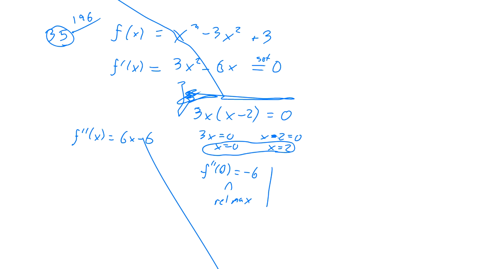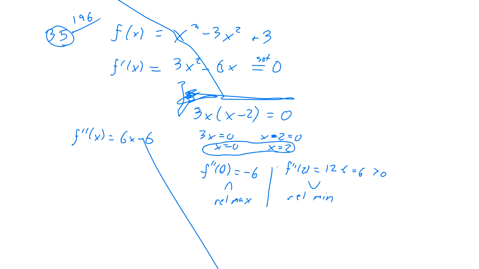Plugging in x equals 2, f double prime of 2 is equal to 6 times 2 minus 6. That's 12 minus 6, which is 6. That's positive, so the graph is concave up at that point. So I'm at a relative minimum. So you plug the critical numbers into the second derivative to see if it's a relative max or min.